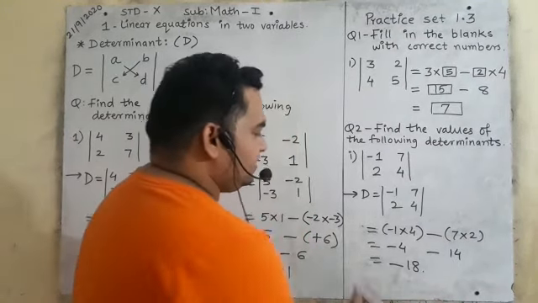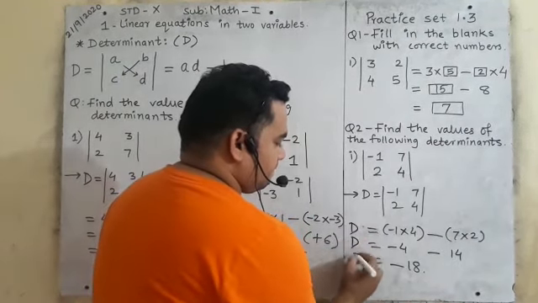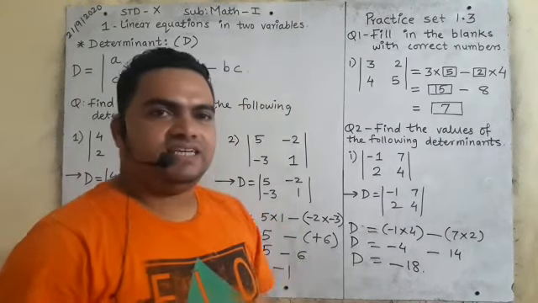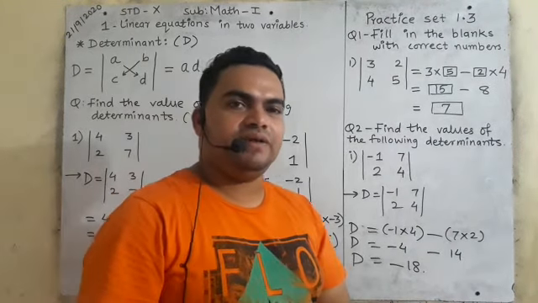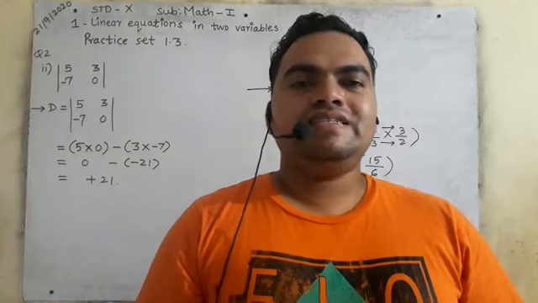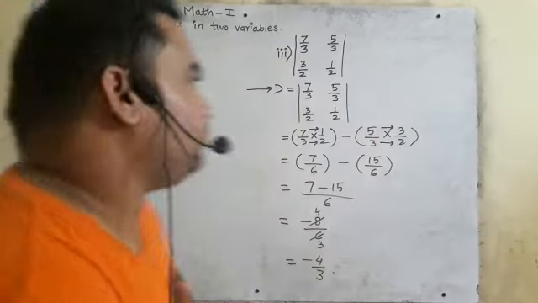So what is D here? Minus 18. I hope you understood how to solve the determinant. Now we will see the next questions. Please look at the board here.